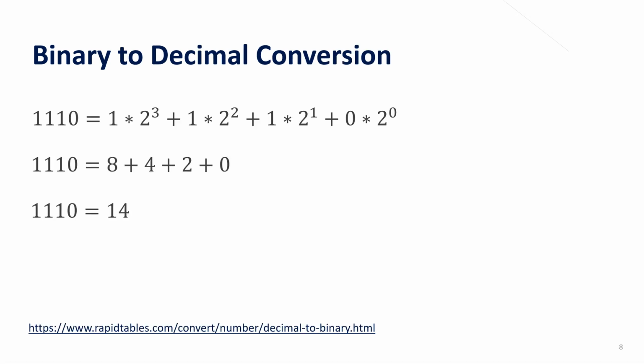Okay, here's one example of how you can convert a binary number to decimal. For example, if you have 1110, it will be equal to 1 multiplied by 2 to the power of 3, plus 1 multiplied by 2 to the power of 2, plus 1 multiplied by 2 to the power of 1, plus 0 multiplied by 2 to the power of 0. It's equal to 8 plus 4 plus 2 plus 0, and then it's equal to 14.